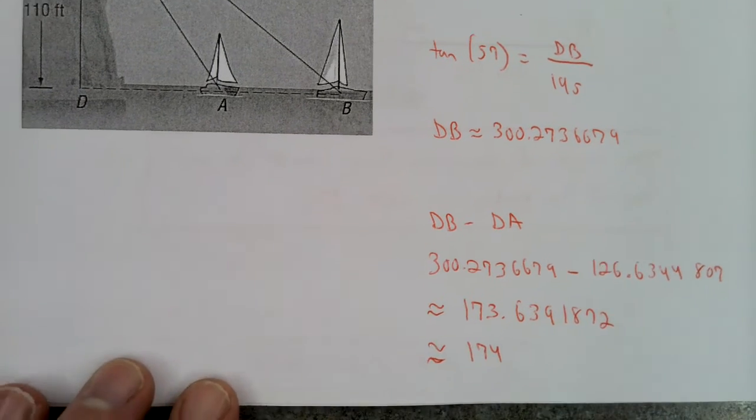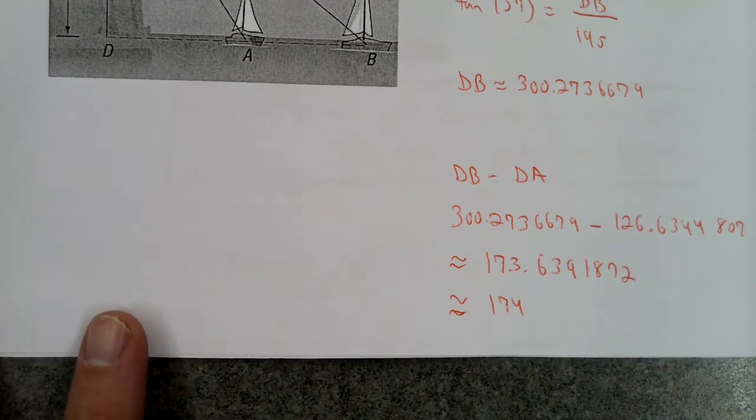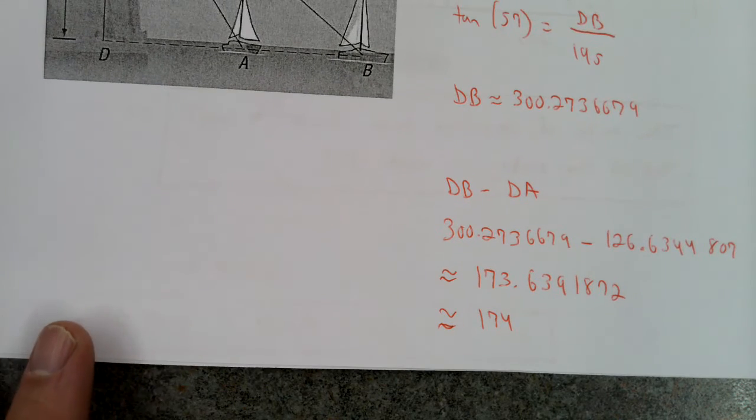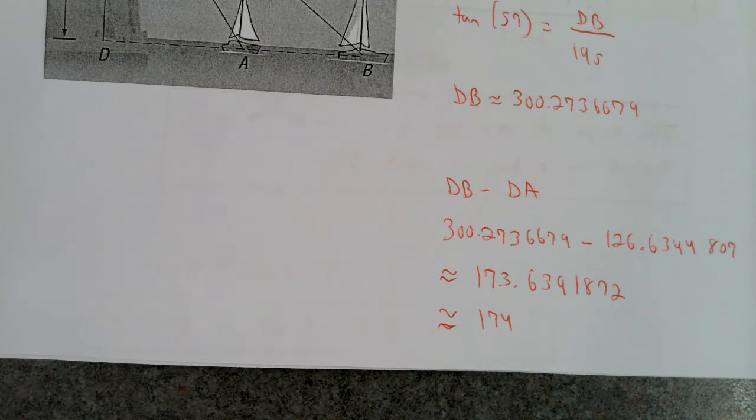So let's put that in a sentence. The distance between the two sailboats is about 174 feet.